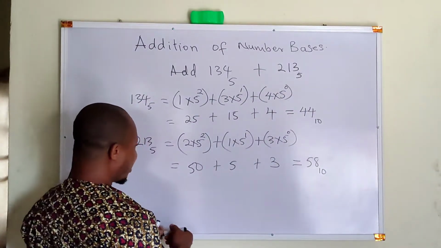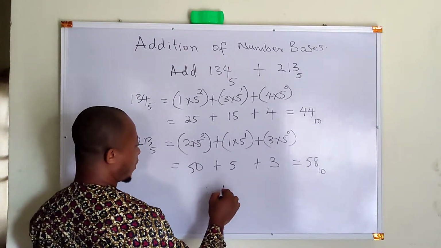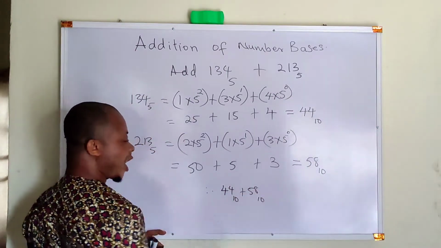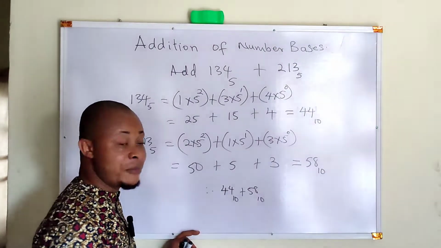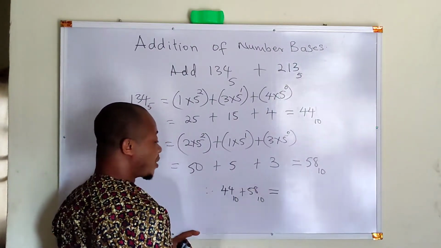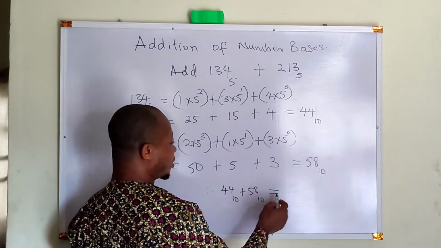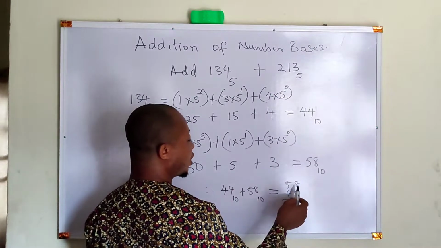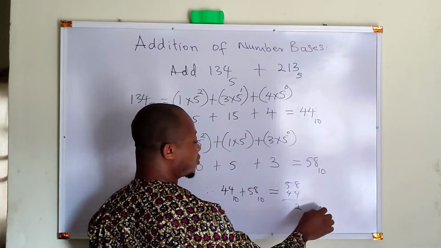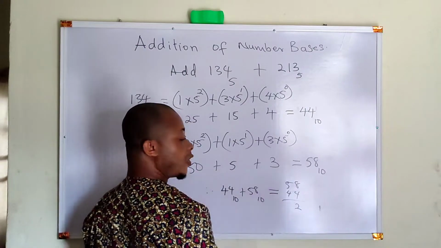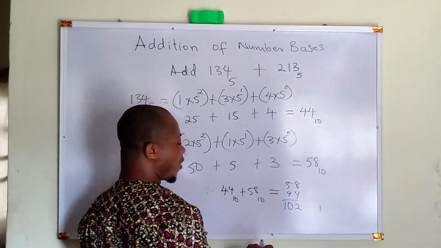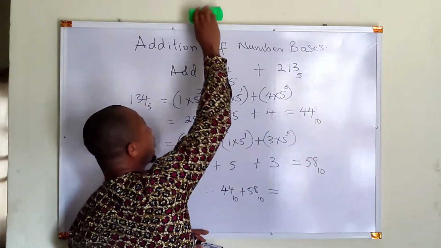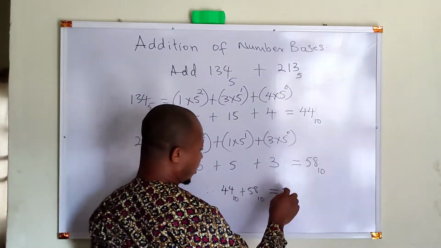Therefore, 44 base 10 plus 58 base 10. They are in base 10. That means they are ordinary numbers. So we can just add them without any problem. To add 58 plus 44, I like to show all the steps. 8 plus 4 will give us 12. Write 2, carry 1. 5 plus 4 will give us 9. Plus 1, 10. So we have 102. All right. So 44 plus 58 will give us 102 base 10.